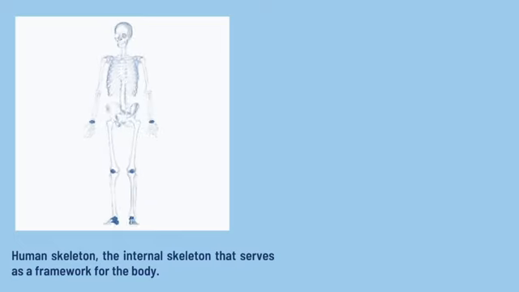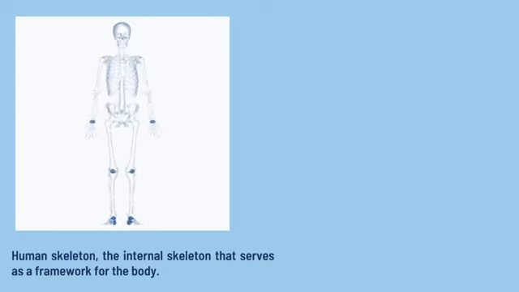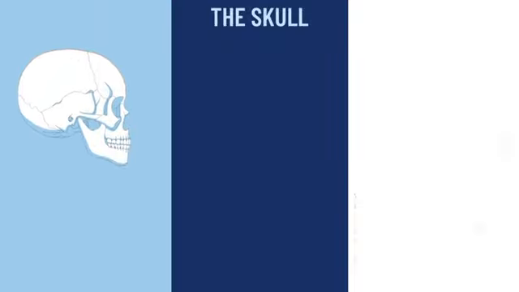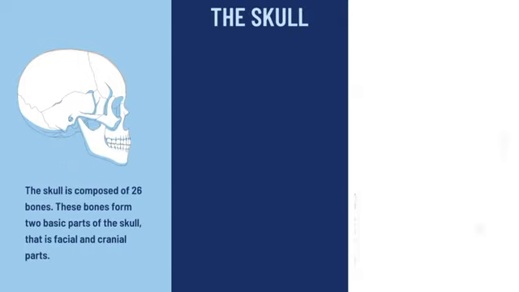Human skeleton – the internal skeleton that serves as a framework for the body. The skeleton is composed of bones. In the adult, the skeleton has over 200 bones. The main part of the head and face is called the skull. The skull is composed of 26 bones. These bones form two basic parts of the skull, that is, facial and cranial parts.